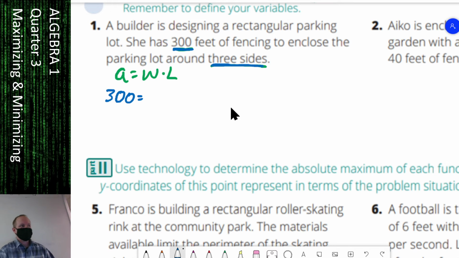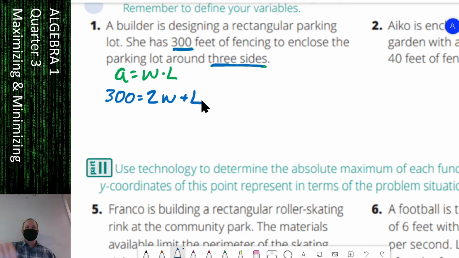And if there's 3 sides, that means we've got 2 widths. We've got a width over on this side, and we've got a width over on this side, and then we got a front. And I'm thinking the back of it, it's up against the store or whatever, so we don't have a back. But we're going to say we have 2 widths, 2 times W. So we've got the W over here, and we've got the W over here, and then we've got the front all the way across is 1 length. So hopefully that makes sense. If we take this width plus this width, that's 2W, and we add this length, then that should give us 300.